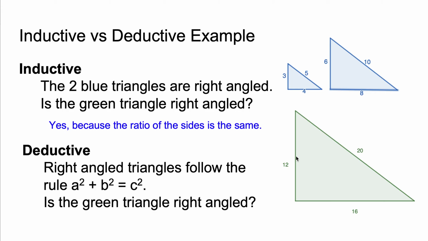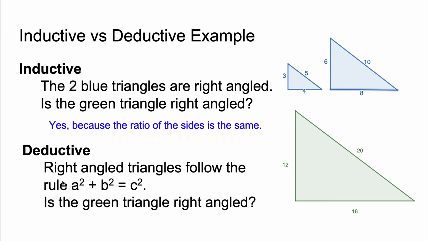Double it again, you get 12, 16, 20. Or multiply this one by 4, you get 12, 16, 20. So there's the same ratio of sides. So if there's the same ratio of sides, the angles will be the same. So yes, it will be 90. If these are 90 degrees, if these are right angled, this will be right angled.